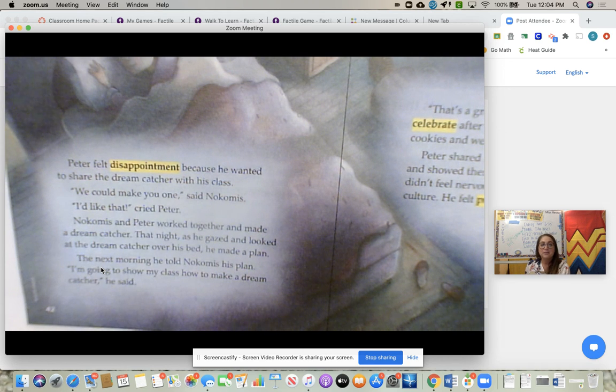So our vocabulary word is disappointment. And we know that means when you are sad because what you expected didn't happen, didn't go as planned. So he was excited when she pulled out that dream catcher. He expected, she's going to let me take that to class. She says, no, you're not. This is precious to me. And so he was disappointed. He was sad. He expected to take it to class, and then that expectation was taken away.